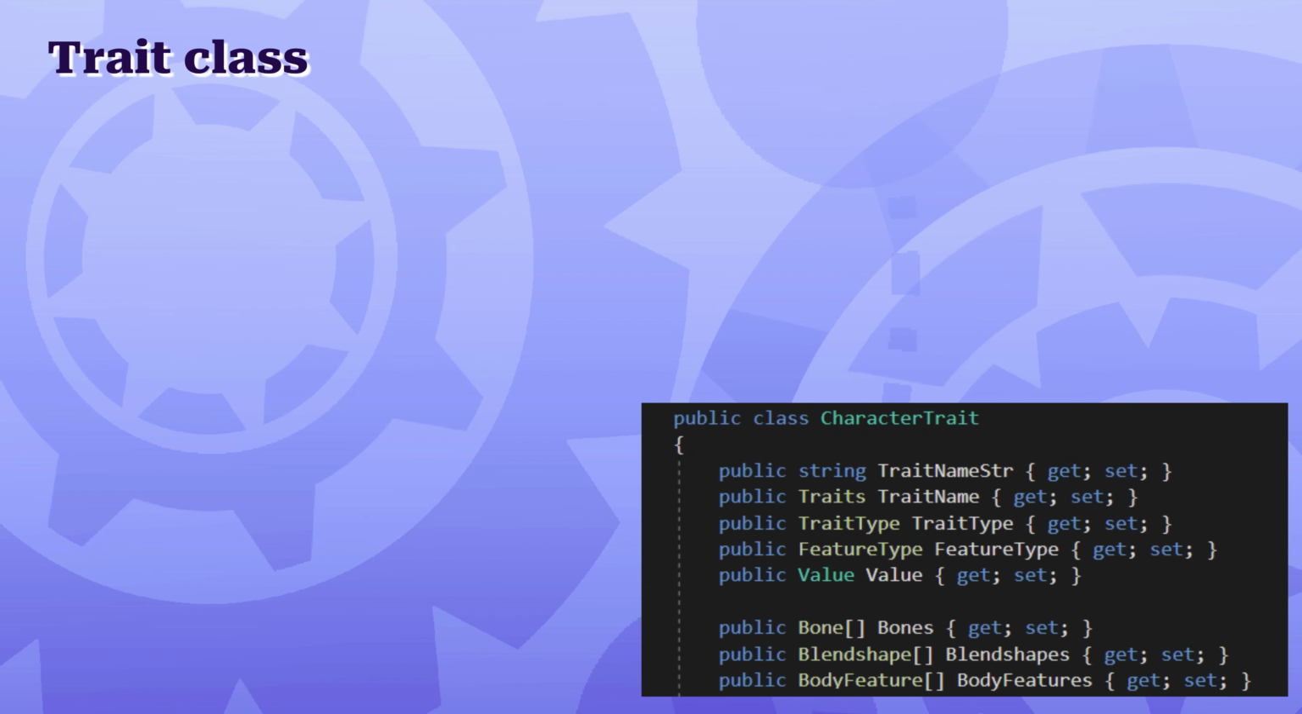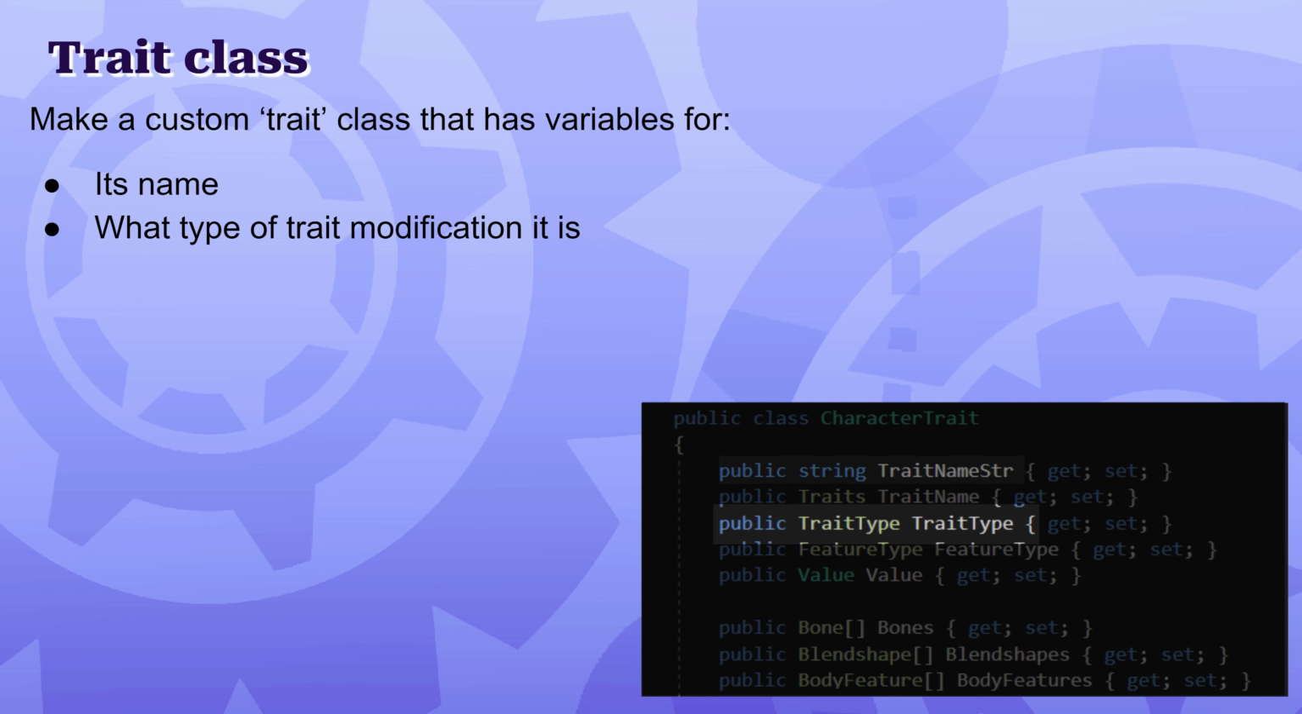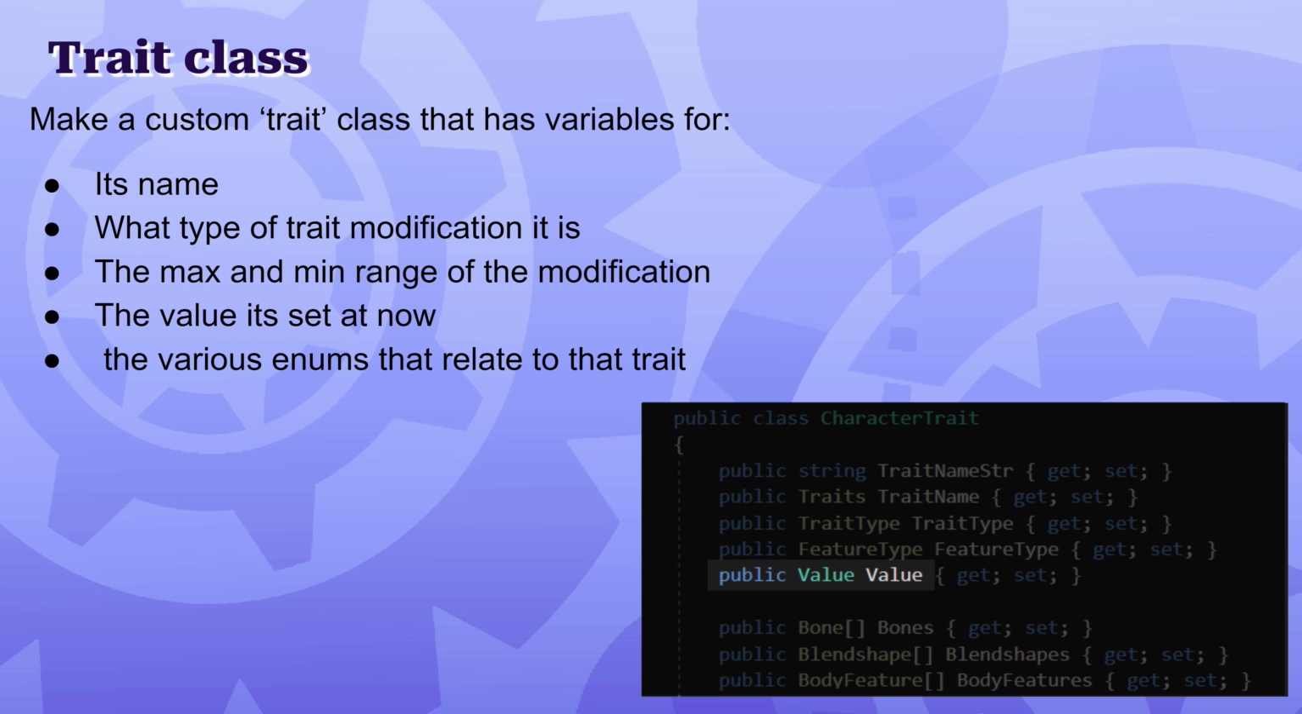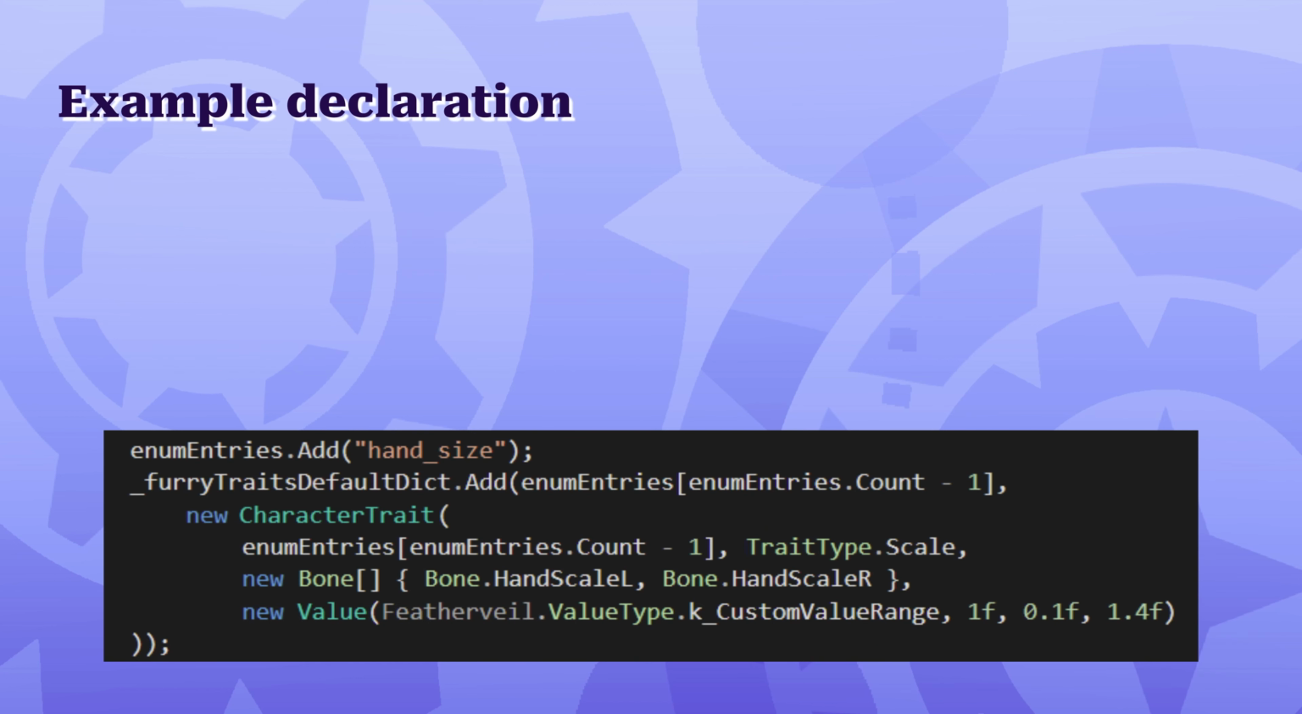All right, so it's time to make our custom trait class, so that we know what to change. It's going to contain the name of the trait, what type of modification we're doing for this trait, the maximum and minimum range, the value it's set at now, and the various enums that relate to it, so we know what type of modification we're going to do. So here's an example declaration of one of these traits.